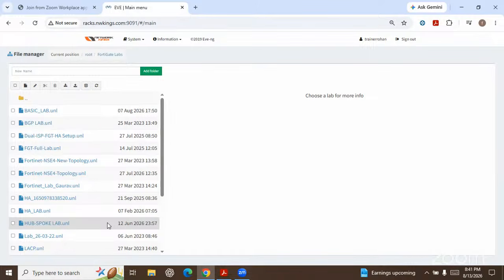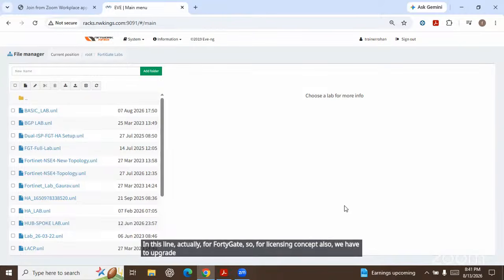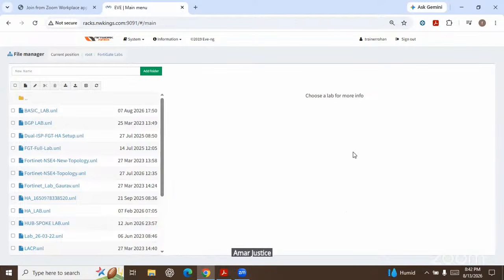Yes, please. In this lab, for FortiGate, for the licensing concept, do we also have to create it in the portal for a license of 1 month, something like that? Amar, give me a moment, please. Delhi, can you please be on mute? Yes, Amar, can you please repeat your question?